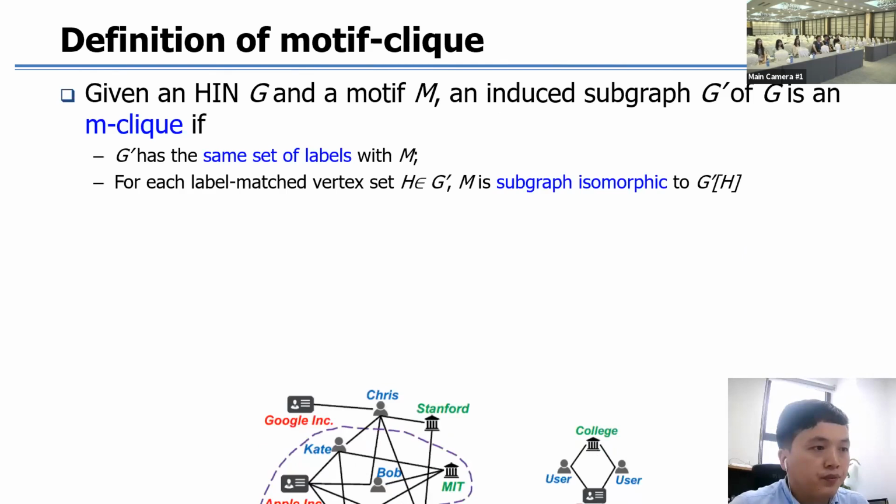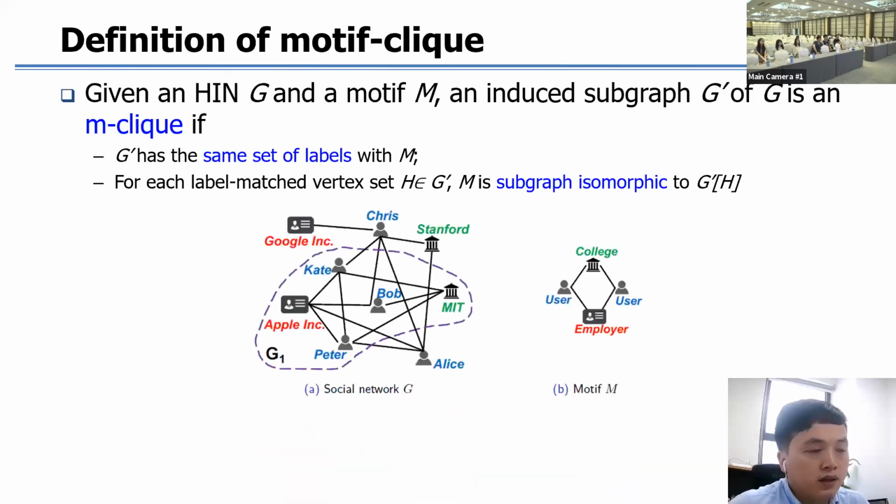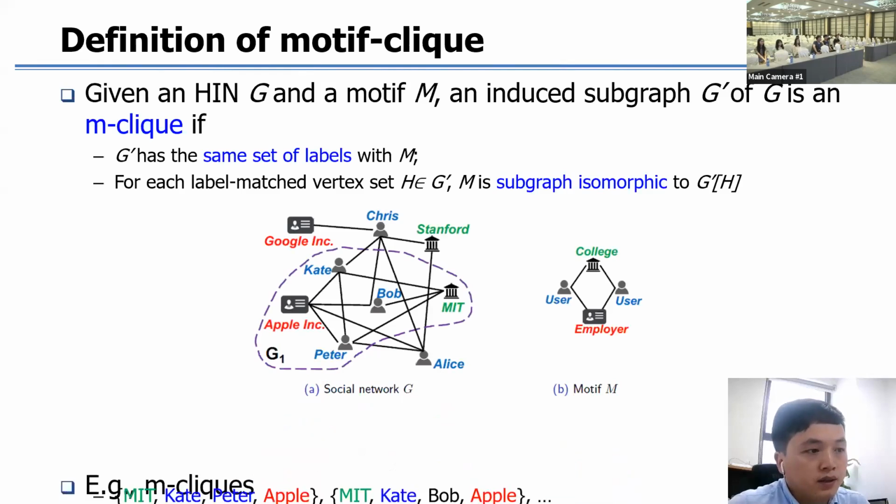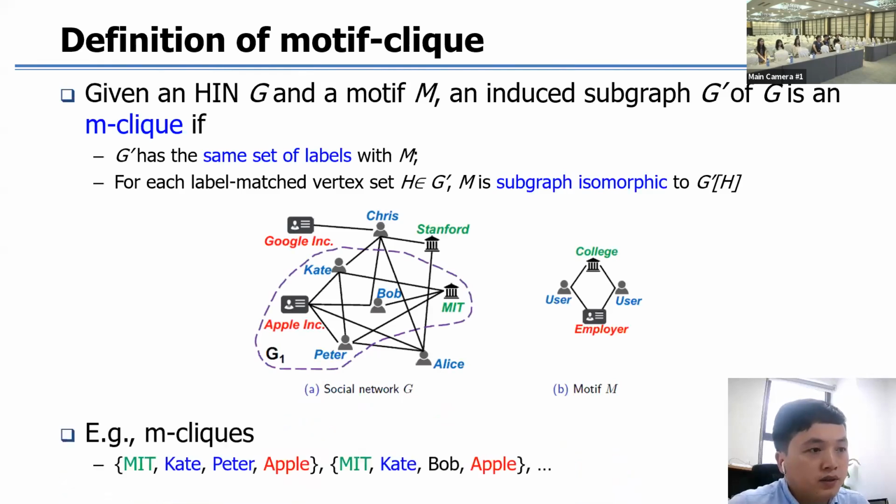So you can see that we consider the HN and the motif in the last slides. You can find that, for example, MIT, Kite, Peter, Appl, these four vertices form a label-matched vertex set. It has the same set of labels as the motif, and the subgraph of them is also isomorphic to the motif. So this set, the subgraph of vertices in this set, is a motif clique.